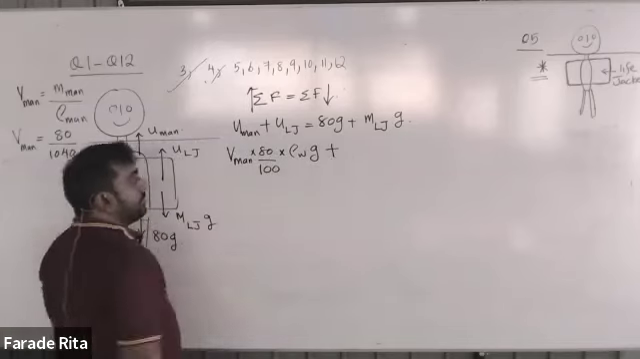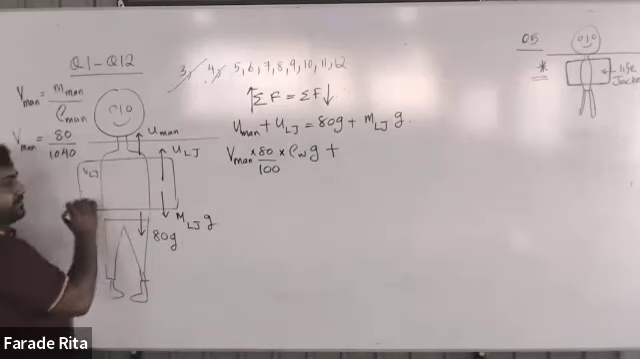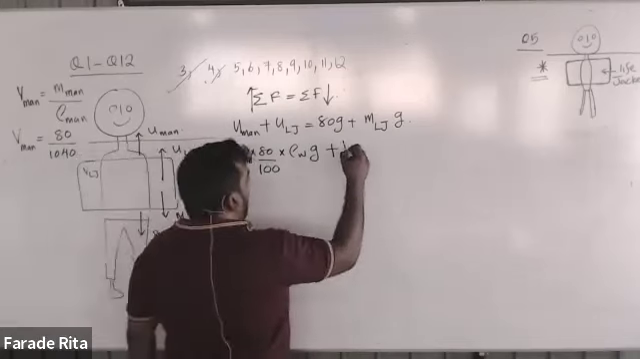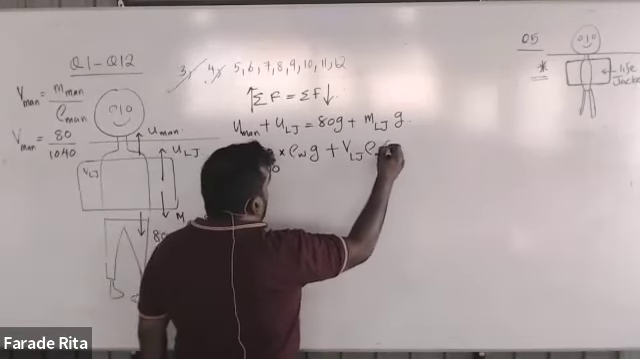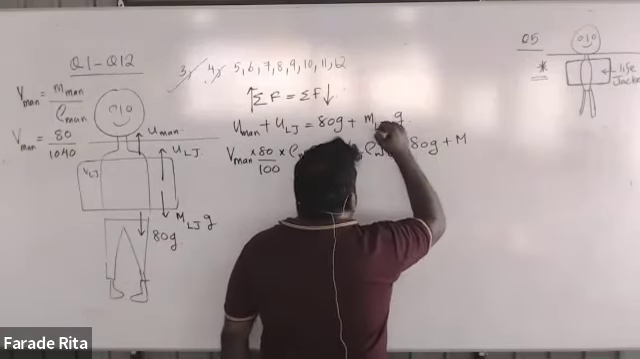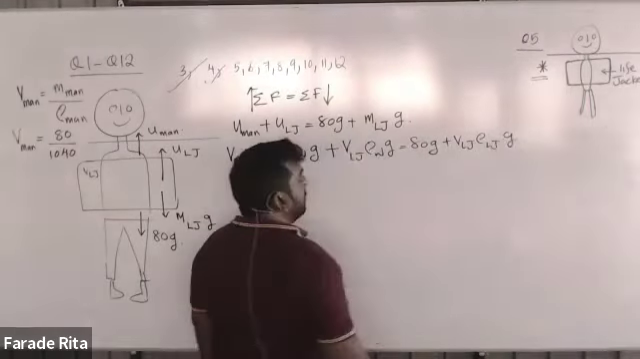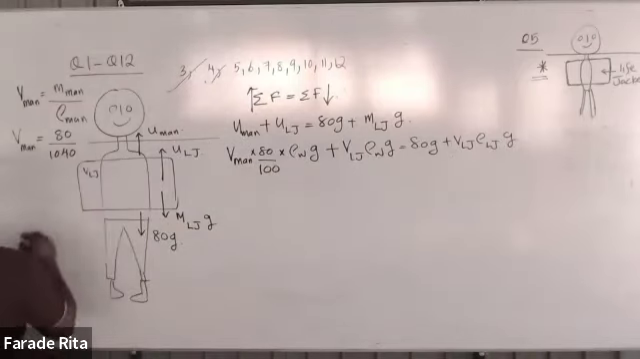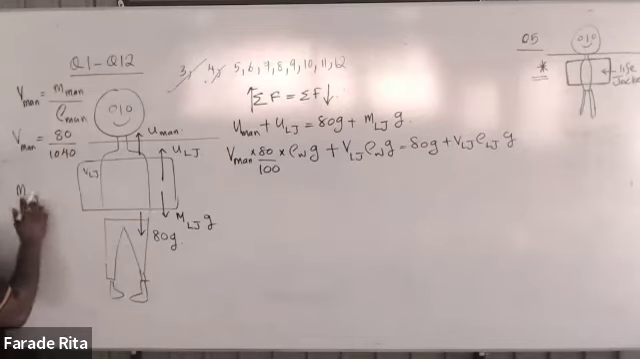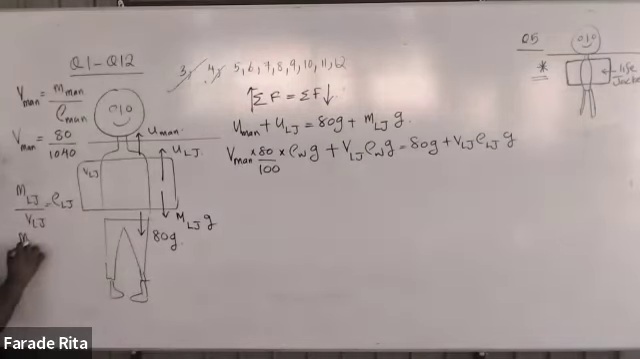Plus upthrust acting on the life jacket. Volume of the life jacket is fully underneath, so volume of the life jacket times density of water times g equals 80 g plus weight of the life jacket. Weight of the life jacket is volume of the life jacket times density of the life jacket times g. Here also you can mark: mass of the life jacket is volume of life jacket times density of life jacket.